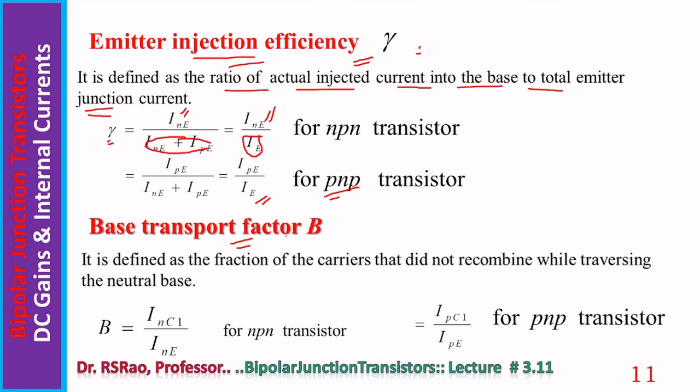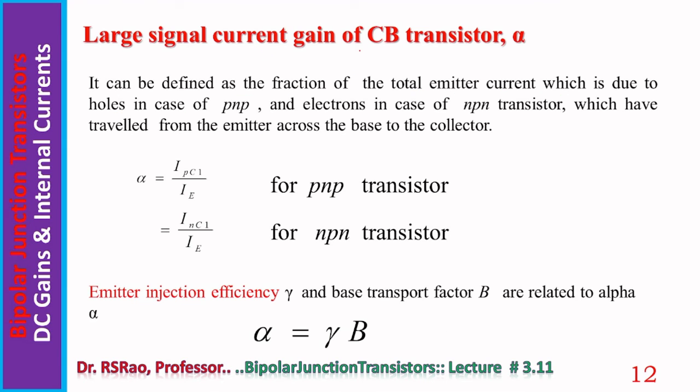Another parameter is the base transport factor B. It is defined as the fraction of carriers that did not recombine while traversing the neutral base. It is equal to INC1 by INE for an NPN transistor, IPC1 by IPE for a PNP transistor. Now, here we consider the connecting relation between the large signal current gains of transistors, alpha and beta, with internal currents and other parameters like emitter injection efficiency and base transport factor.